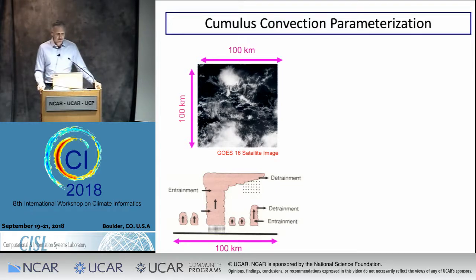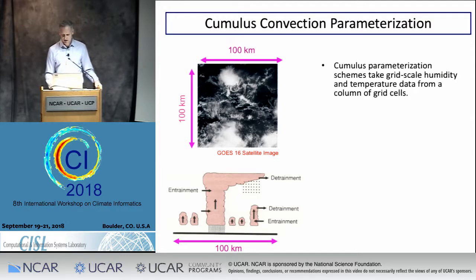Okay, so this is the basic problem. A typical global climate model nowadays has something like 100 kilometer by 100 kilometer grid cells. And if you look at a cloud field, for example, I took this from a GOES-16 satellite image over the East Pacific yesterday, you often see a very complex cloud field that exists within this larger grid box.